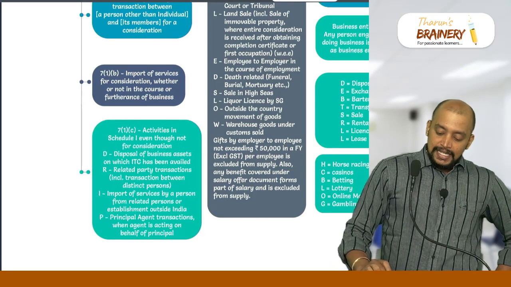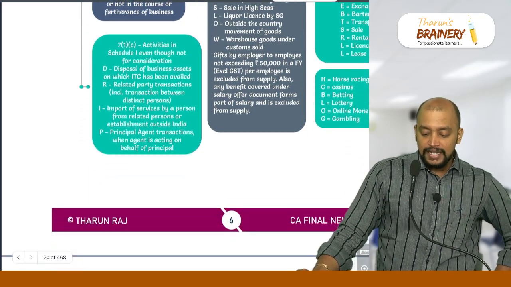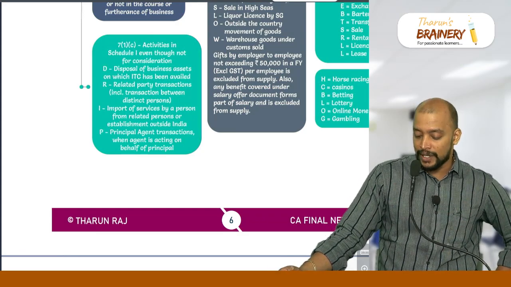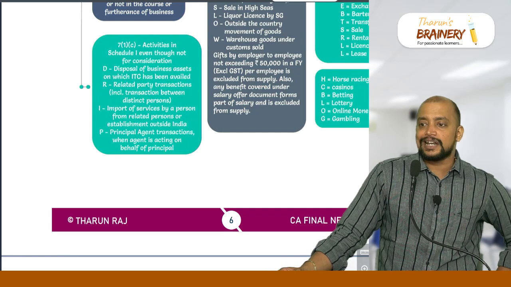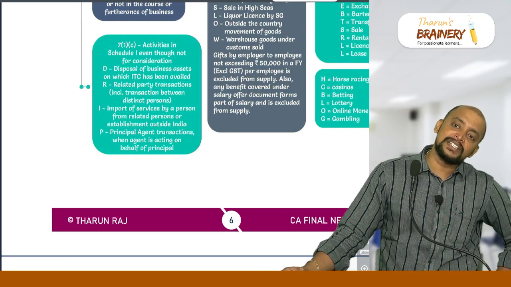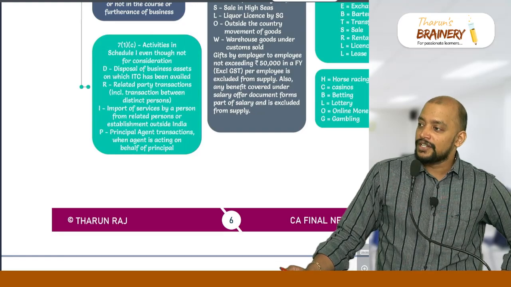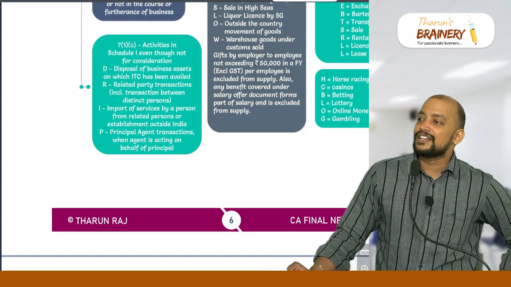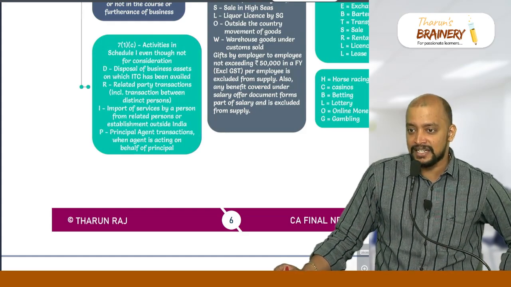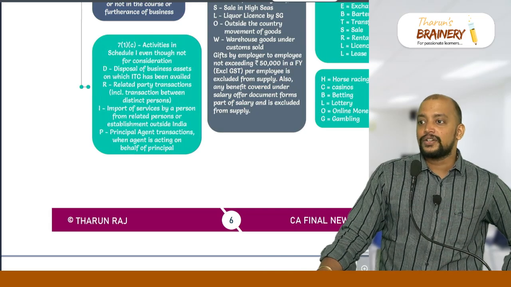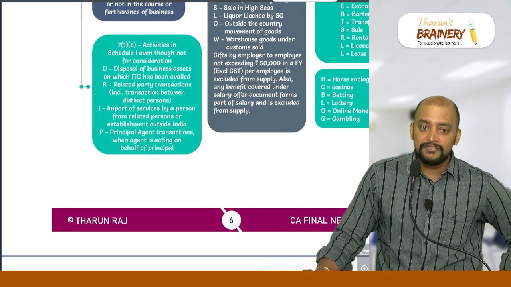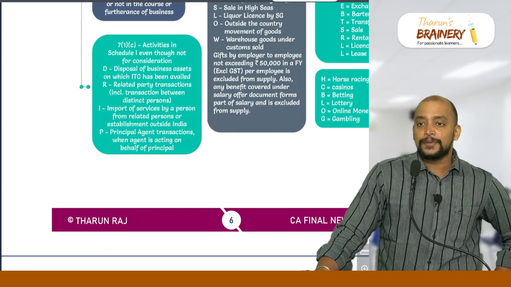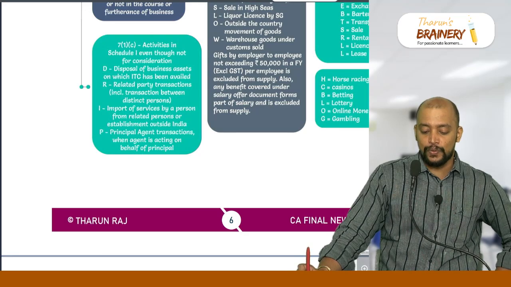Then 7.1 C, you read. Activities in schedule 1. There are some list of activities in schedule 1, even though not for consideration. So when you need to refer to 7.1 C? When there is no C. When there is no C, refer 7.1 C. What is that C? So when there is no consideration, refer 7.1 C. That is the primary criteria. Don't blindly refer to 7.1 C always. First there should not be consideration, then only you need to refer to 7.1 C. And 4 activities we have in schedule 1.